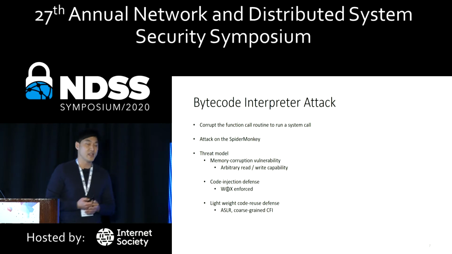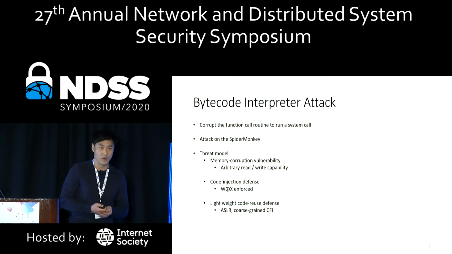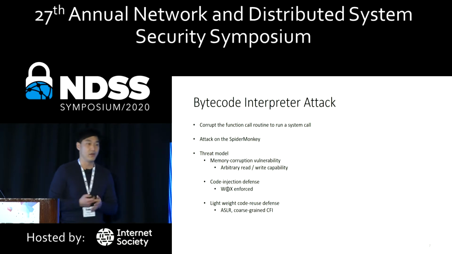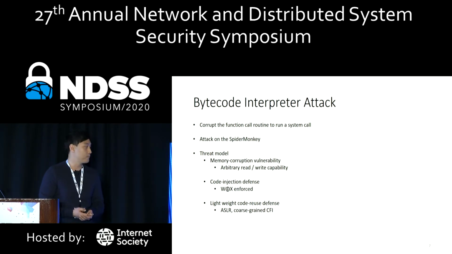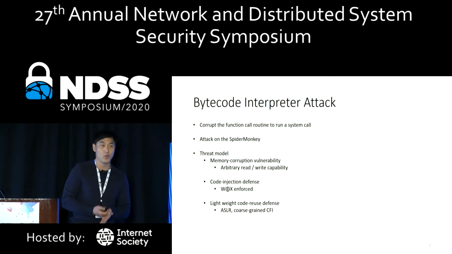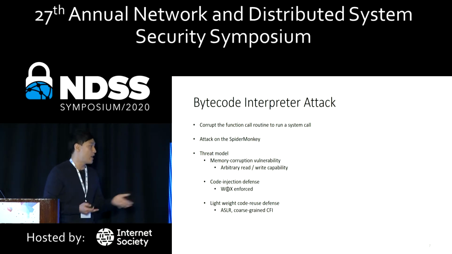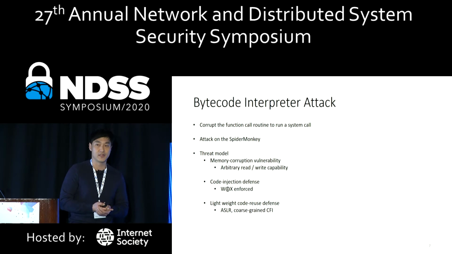Our threat model is as follows. There is at least one memory corruption vulnerability, which gives the attacker an arbitrary read and write capability. And we assume that code injection defense is deployed, which means a memory region should be either writable or executable. And lastly, our threat model has lightweight code reuse defense, which includes ASLR and coarse-grained CFI.